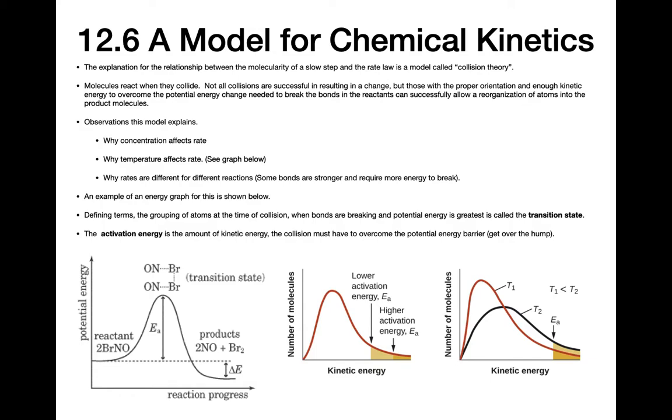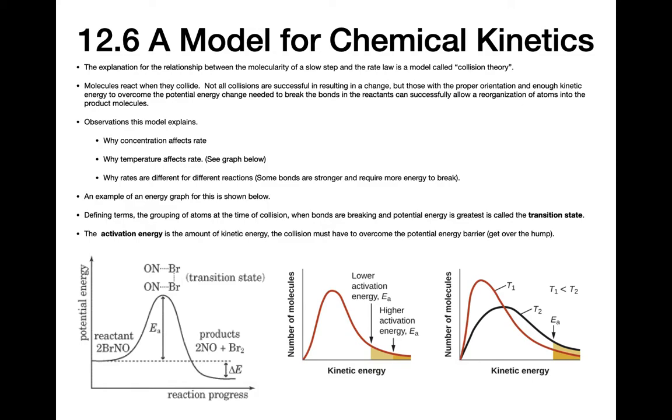Now, this model is actually pretty good at explaining things such as, why does concentration affect rate? Well, concentration affects rate because higher concentration means more collisions. More collisions means you'll have a better chance of having the proper orientation and enough kinetic energy. It also explains why raising temperature makes rates go up. Generally, any chemical reaction is always going to be faster if you raise the temperature, and that's because raising temperature means that your molecules have more kinetic energy. So if they happen to collide with the proper orientation, they'll have a better chance of having enough kinetic energy to break the bonds.